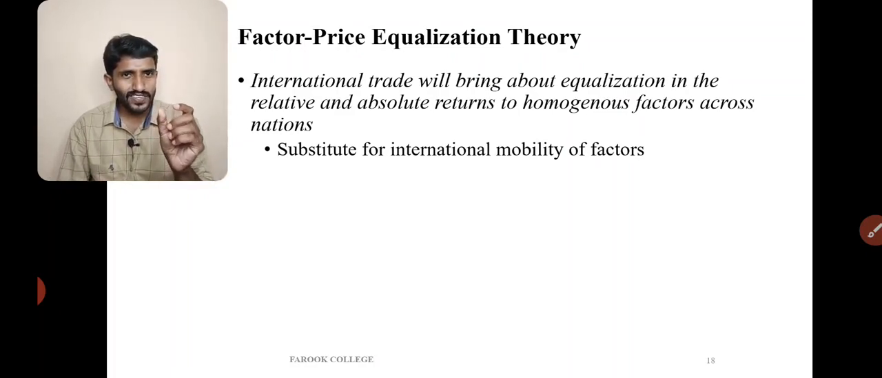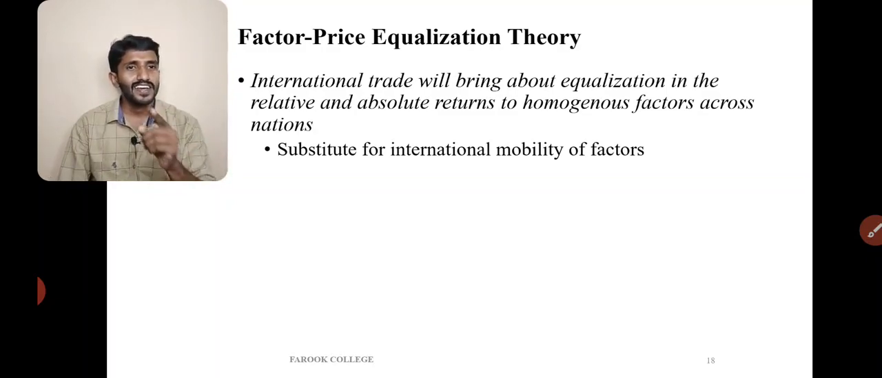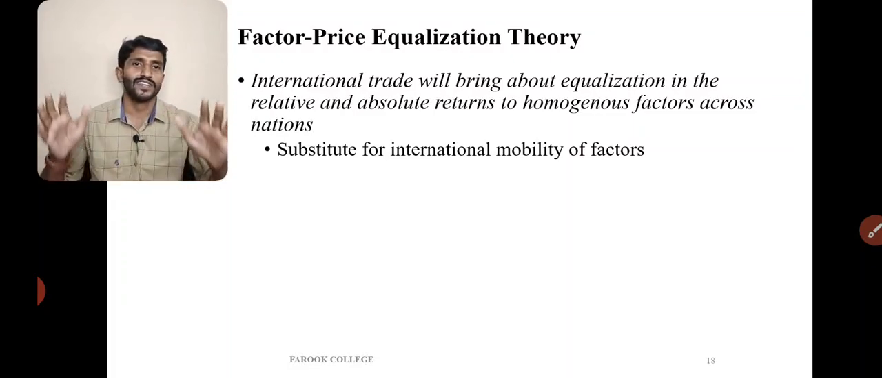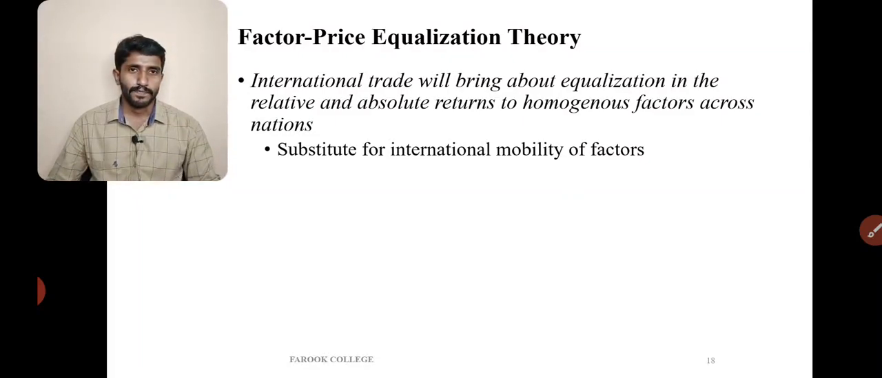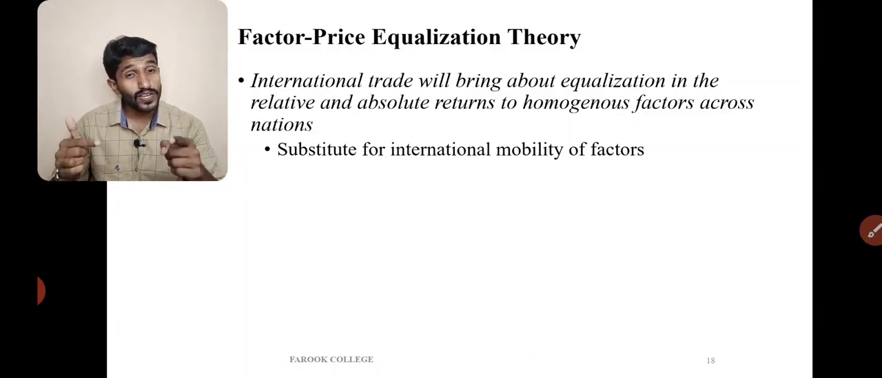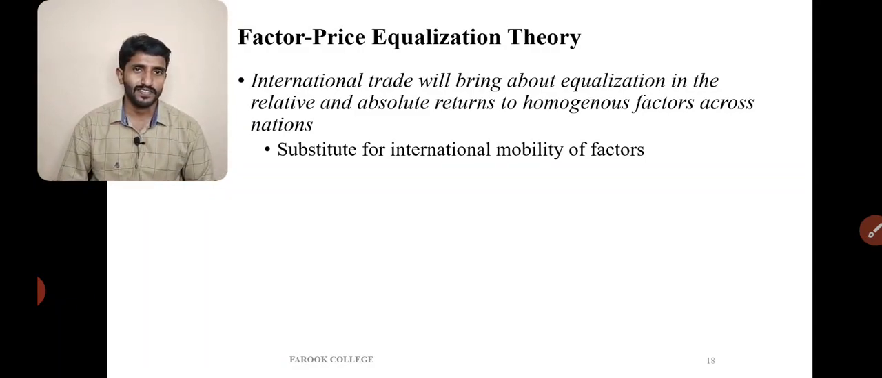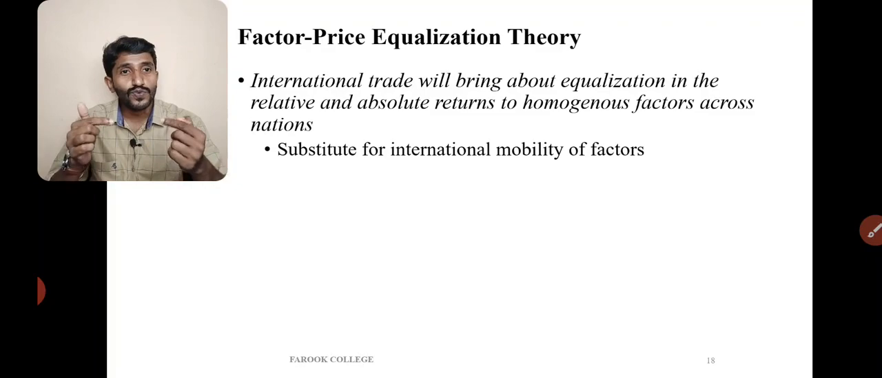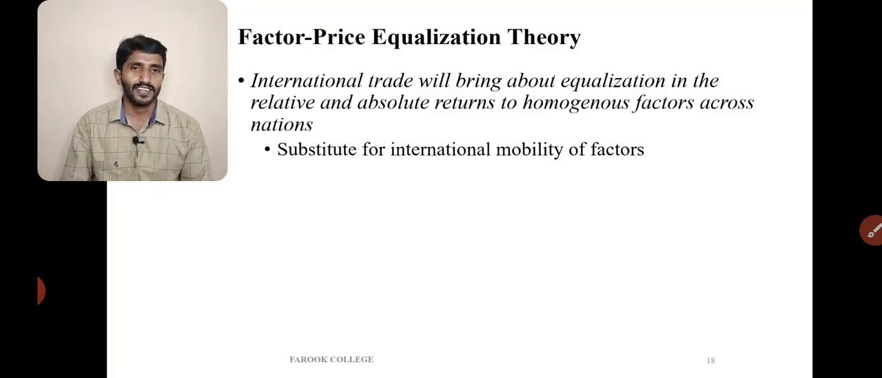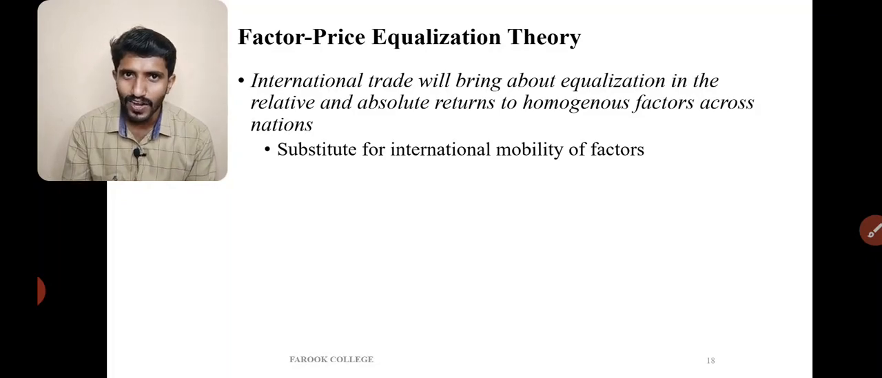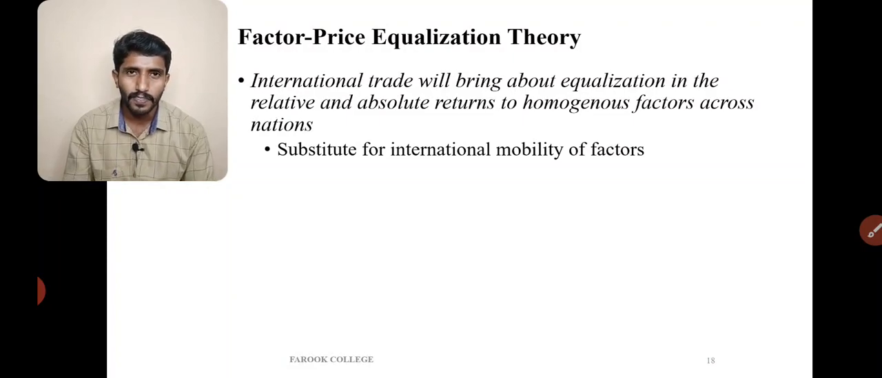The factor price equalization theorem says international trade will bring about equalization in relative and absolute return to homogeneous factors across nations. So the factor prices or the returns will be equalized in absolute terms, also in relative terms. Okay, it is a substitute for international mobility of factors. So if the factor price is equalized, there is no possibility of international mobility of factors.